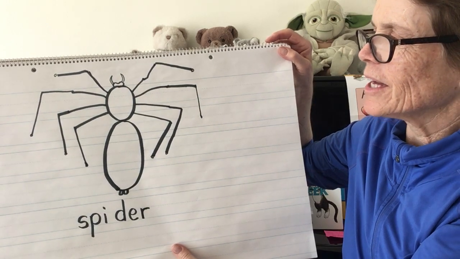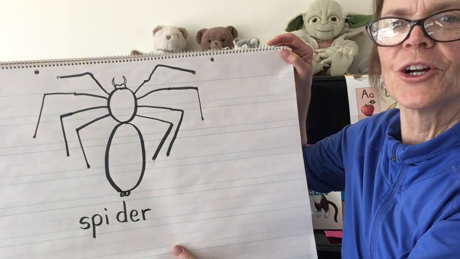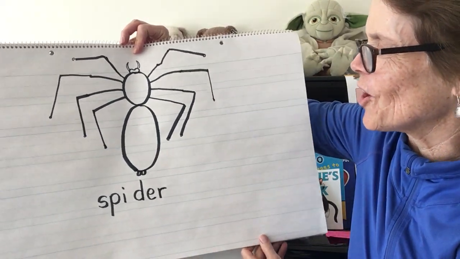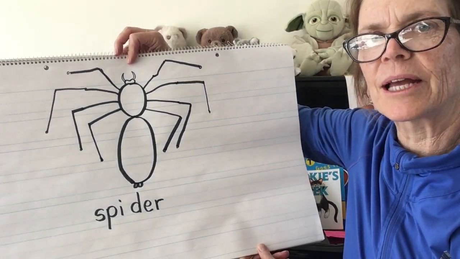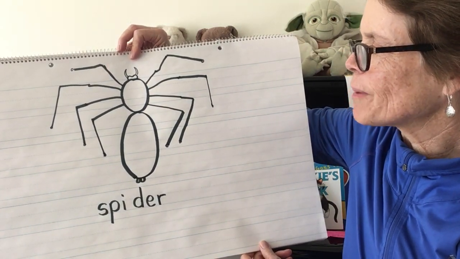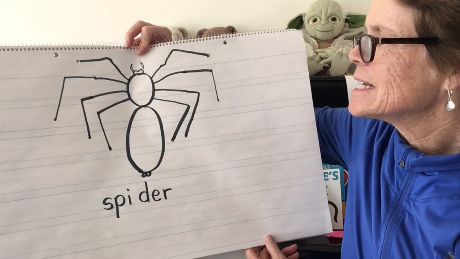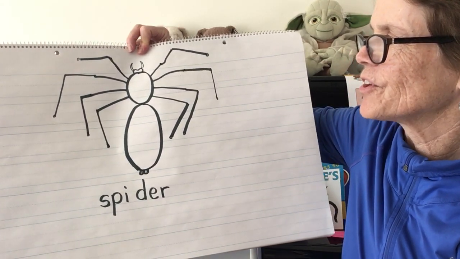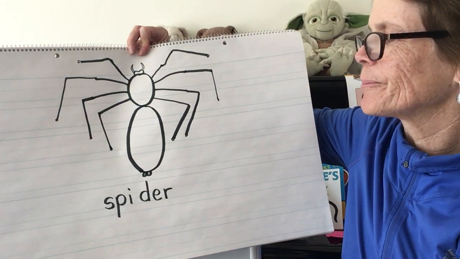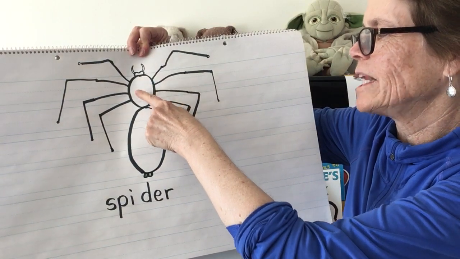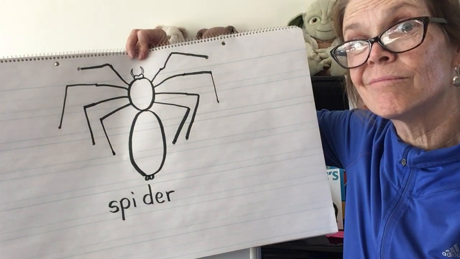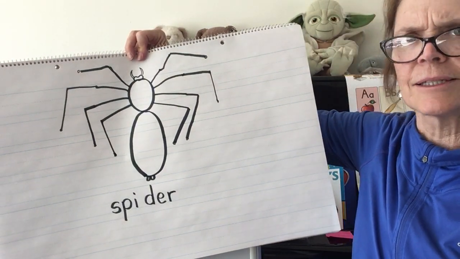Okay, this bug is a spider. I tried to draw a spider in a scientific way. First of all, we're going to figure out if a spider is an insect. Look at it. Is a spider an insect? Does the spider have 3 body parts? I'm going to count 1, 2. It has 2 body parts. So right there I'm thinking that's not an insect.